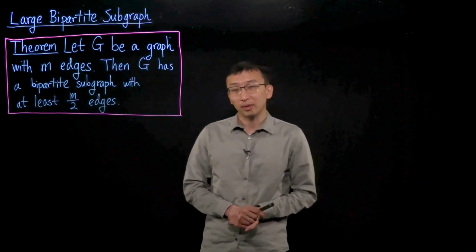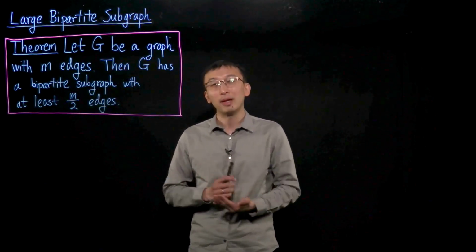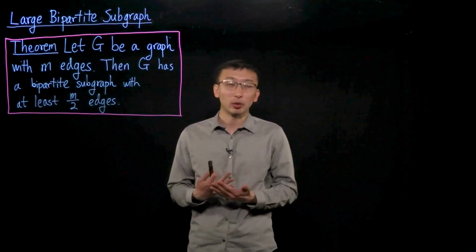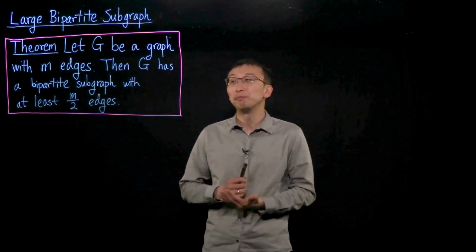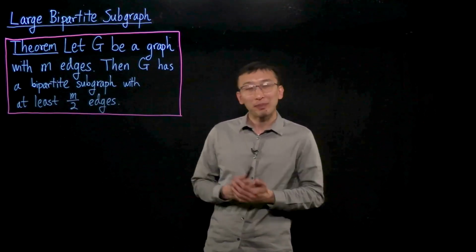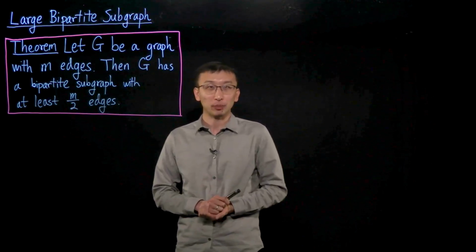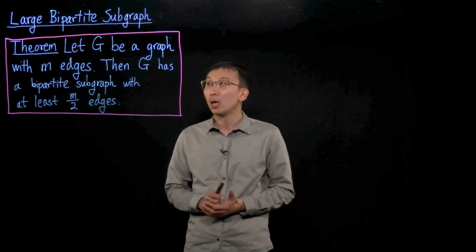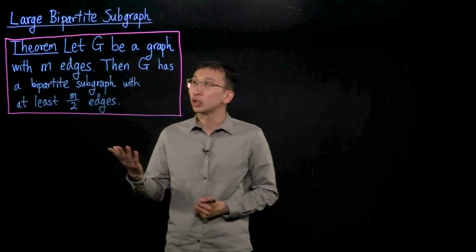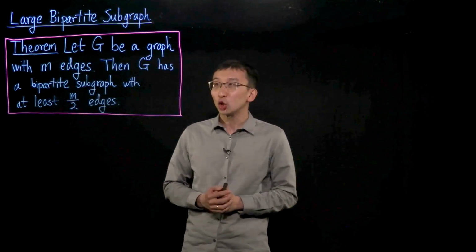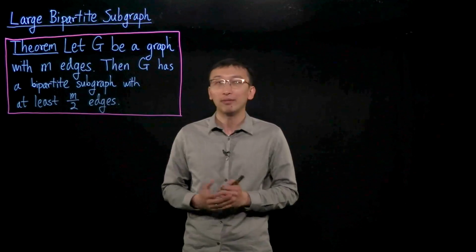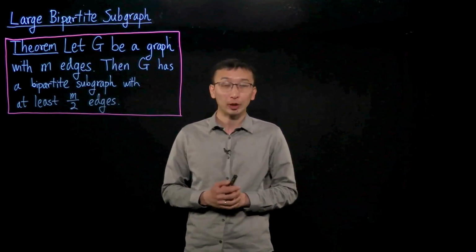The probabilistic method in combinatorics is a powerful method that can be used to demonstrate the existence of some object by introducing randomness. In this video, we'll look at a basic example illustrating an application of the probabilistic method. We'll show this theorem over here, which says that if G is a graph with m edges, then G has a bipartite subgraph with at least m/2 edges.